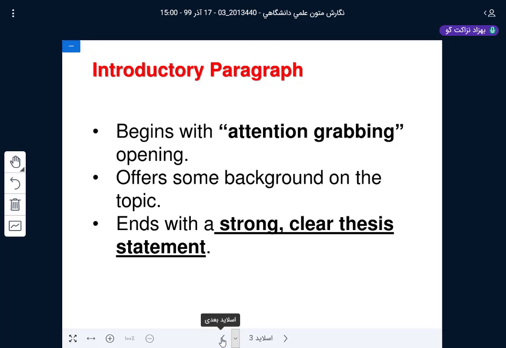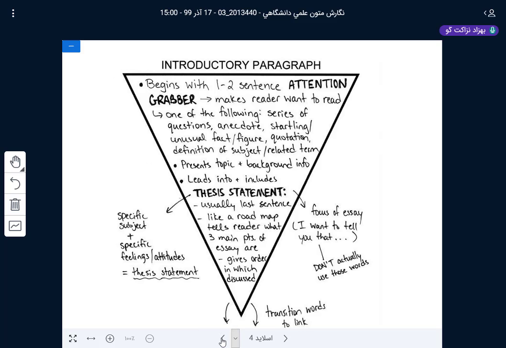So you remember we talked about the introductory paragraph, and it begins with an attention grabber or opening, and this is a general statement. It states something which is known to everybody. Then we use some background information to link this attention grabber or hook to a part which is a strong, clear thesis statement. And that is the claim, the point you want to make in your writing. This is what we already studied. So as you see, it is like an inverted triangle or funnel.